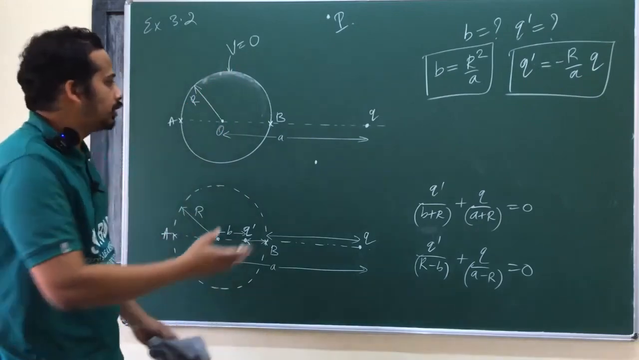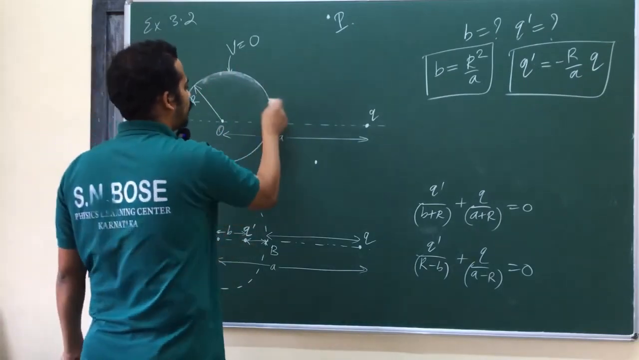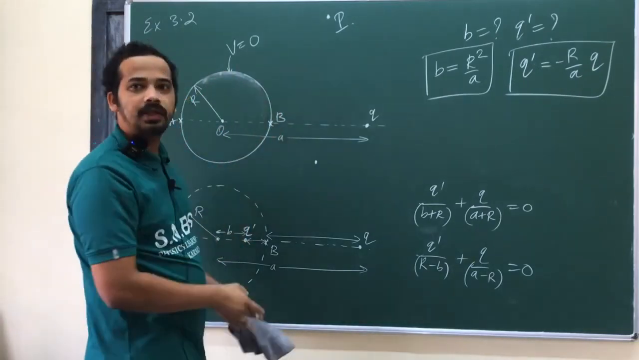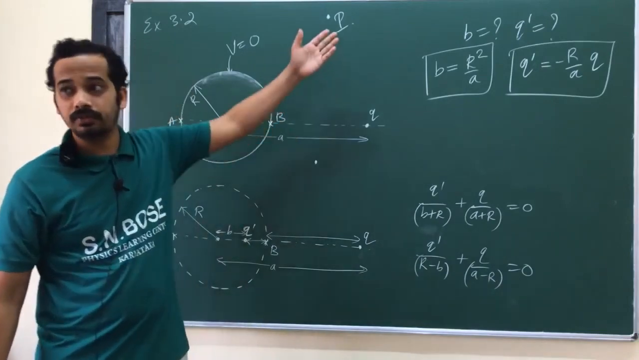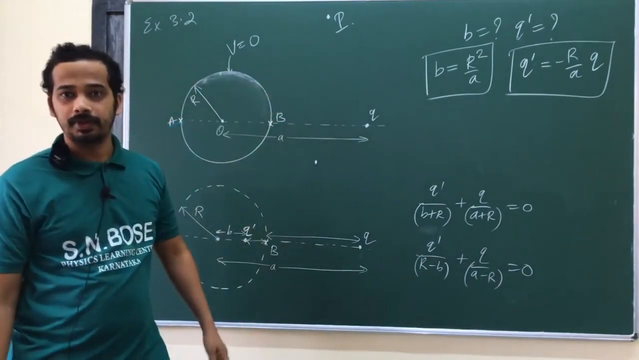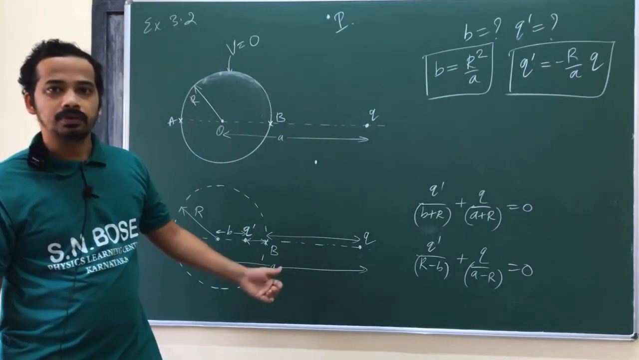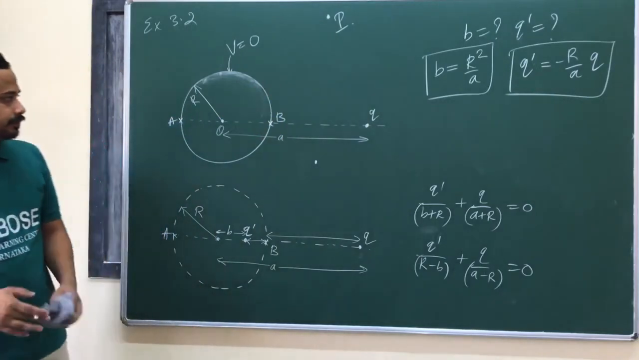Now look at how difficult it is to find this surface charge density and then use that surface charge density to find the potential. So hard. Is that okay?